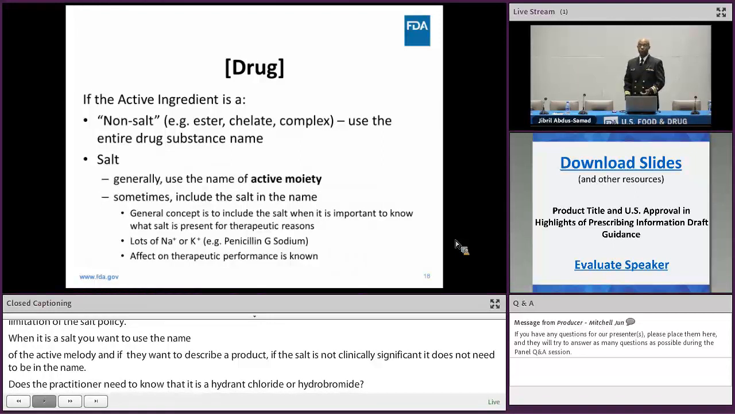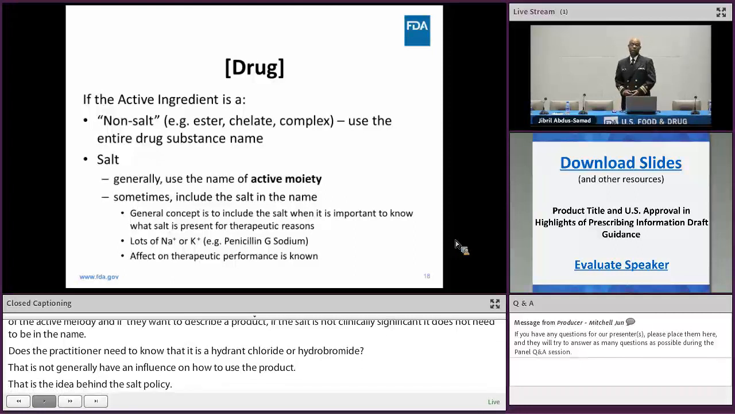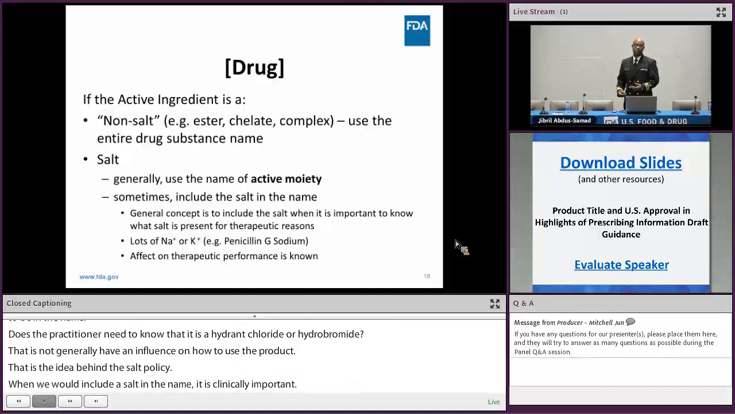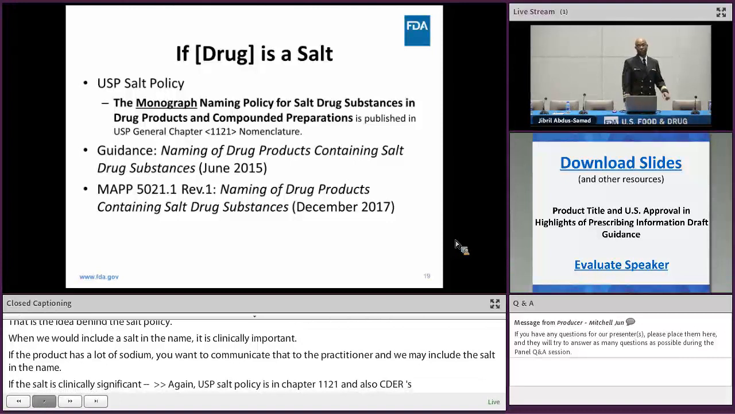So we would include the salt in the name if the salt is clinically important. If a product has a lot of sodium in it, and you want to communicate that to the practitioner, then we may include the salt in the name. But the idea is that if the salt is clinically significant, you want to include it in the name. So again, USP salt policy is in Chapter 1121, and there is also CDER's guidance on naming of drug products containing salt substances, with an accompanying map. So if you have a product where the active ingredient is a salt, you want to look at these documents.